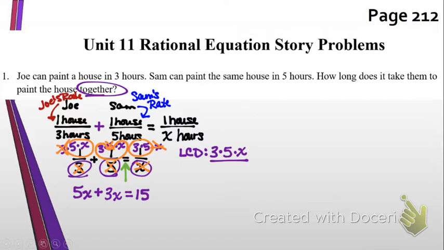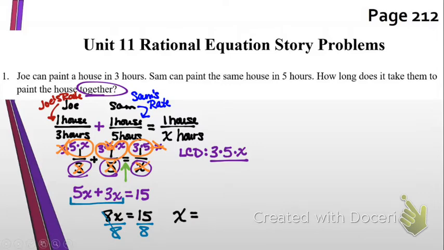Can I combine any like terms together? What is 3x plus 5x? 8x equals 15. What do I do from here? Divide both sides by 8. It'll be a little bit less than 2 hours. A little bit less than 2.